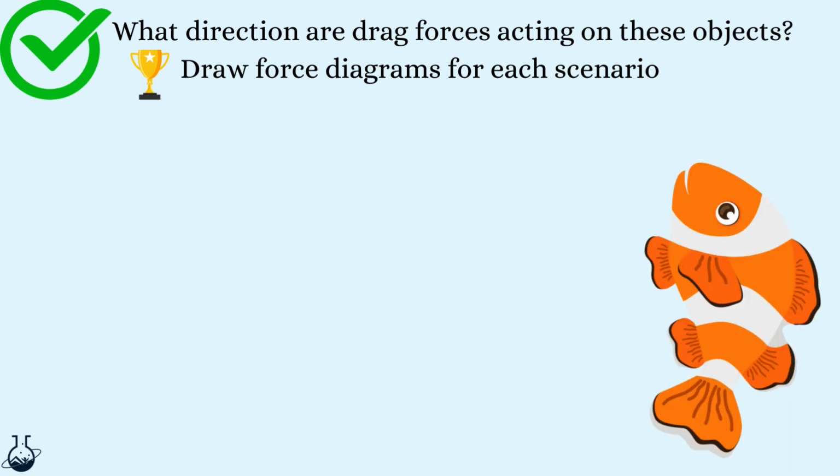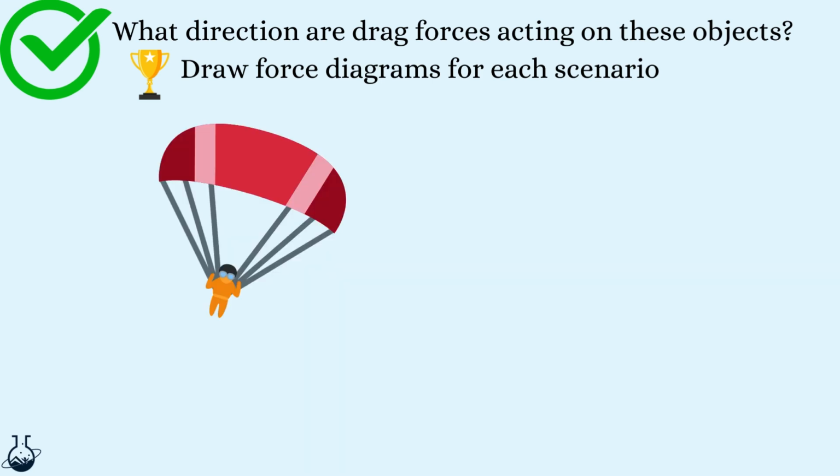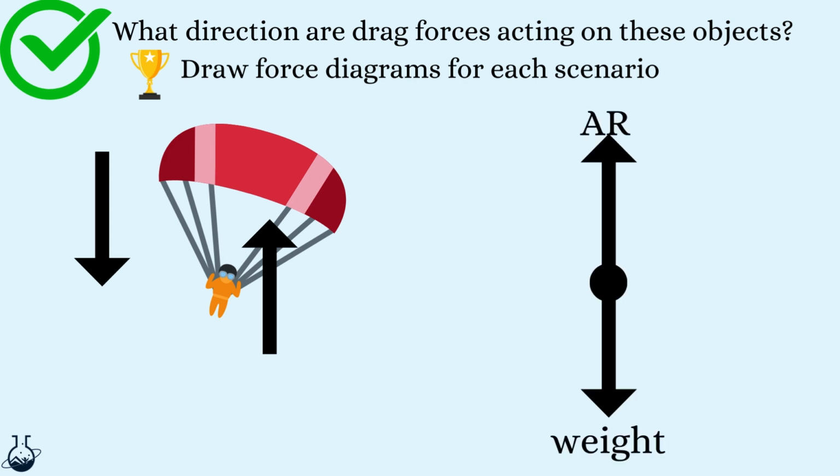This fish is pointing upwards, so it's probably swimming to the surface of the body of water. So if it's swimming up, then water resistance is acting down against the fish, along with weight too. This skydiver is falling to the ground slowly with a parachute open. So the motion is down, and therefore air resistance is up, and the force diagram is shown here.